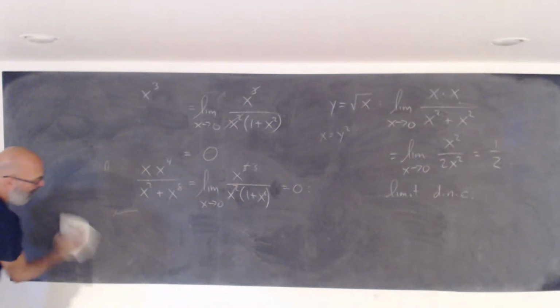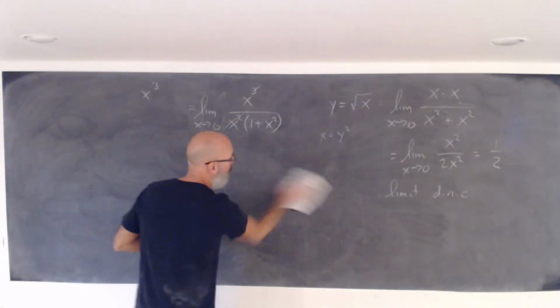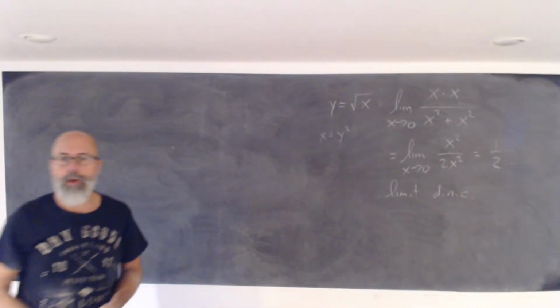Well, you can say any polynomial for y, but you've got to be careful, right? Any polynomial that goes through the origin. You have to make sure that it goes through the origin.